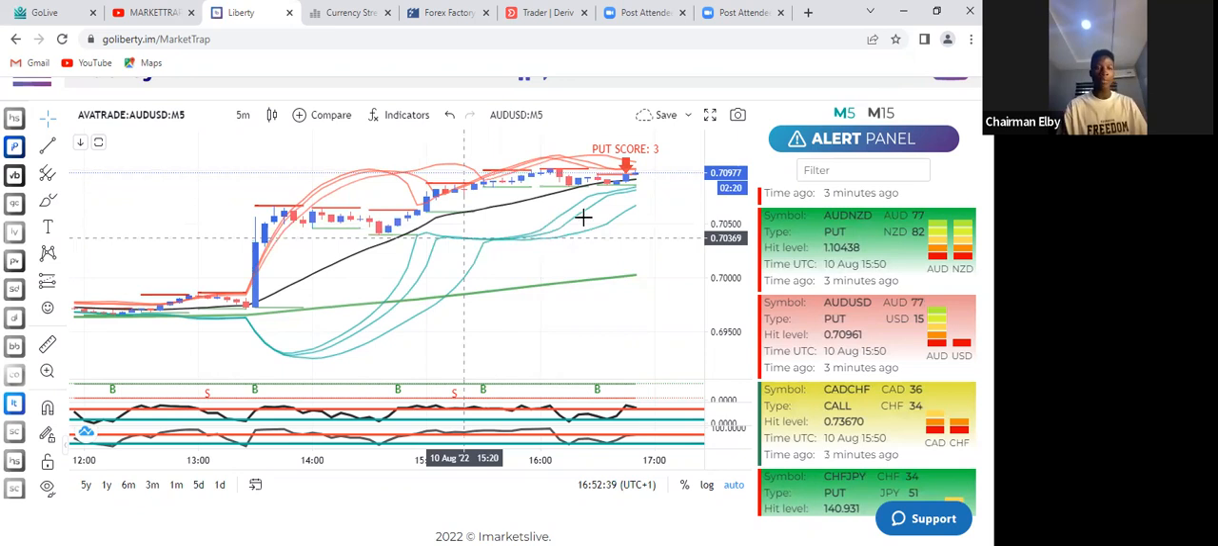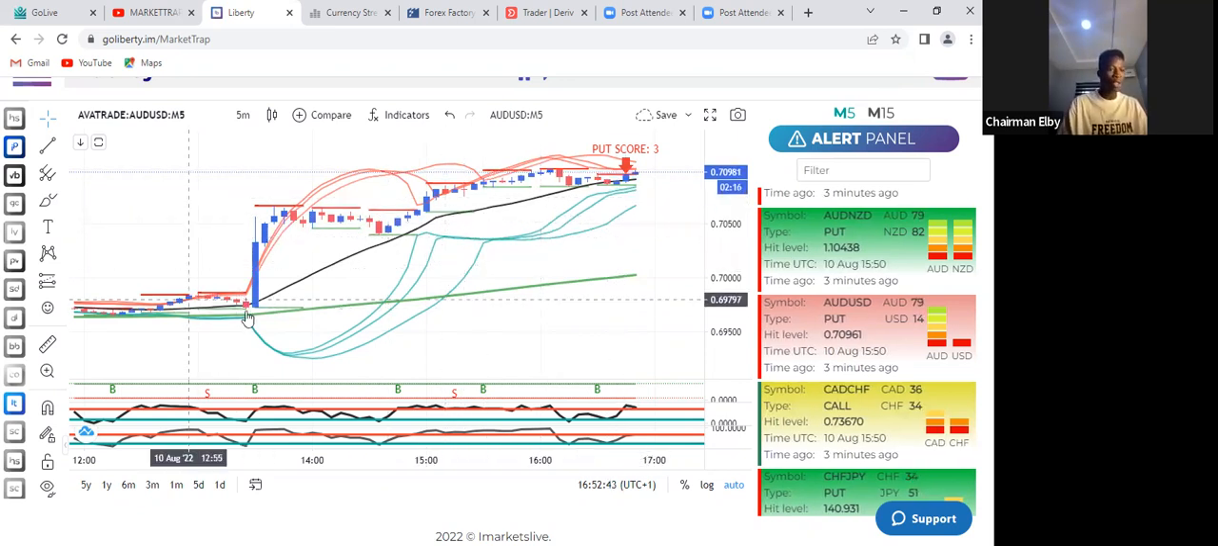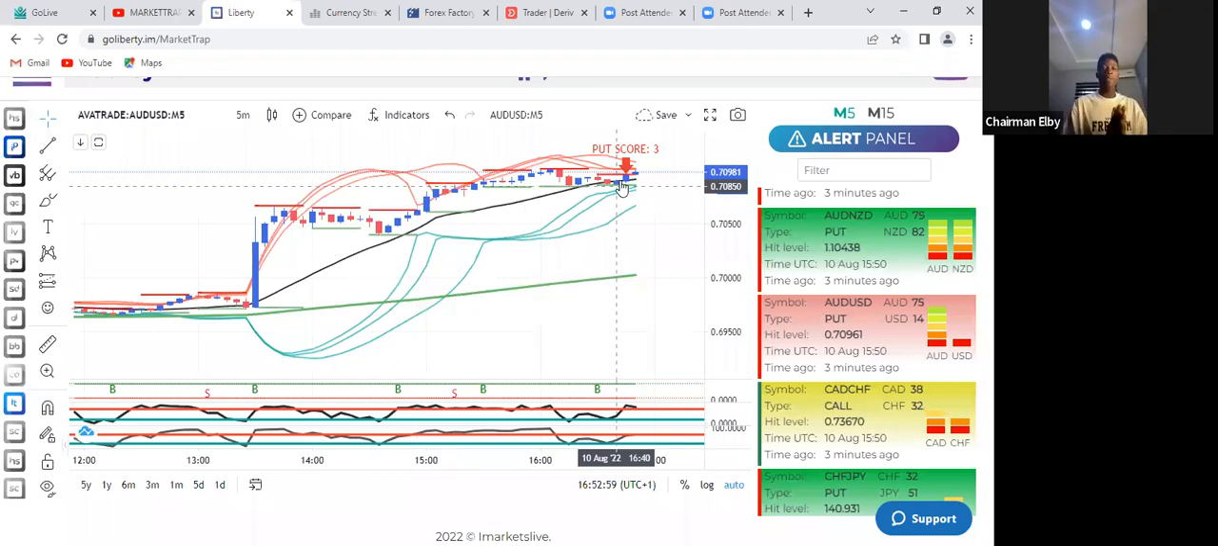Now look at this. Anytime price comes close to the green moving averages, price just bounces up. At this point here, it tried attempting to move closer to it, and then it bounced up. Here also it attempted doing the same thing, and then boom, it bounced up.